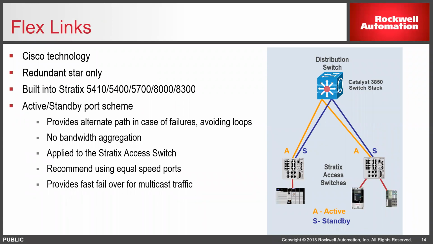Flex Links, this is the Cisco technology. It's only used on the redundant star topology. Again, it's built into the higher performance Stratix switches, 5410, 5400, 5700, and then the 8000 and 8300. It's active standby per the port scheme. It provides an alternative path in case of failovers and avoiding loops, similar to the Spanning Tree, where it avoids the loops and consistent broadcast. There's no bandwidth aggregation, so you don't have to designate a certain amount of bandwidth per connection. It's applied to the Stratix access switch, and it's recommended using equal speed ports, and it provides fast failover for multicast traffic, very similar to a Spanning Tree.